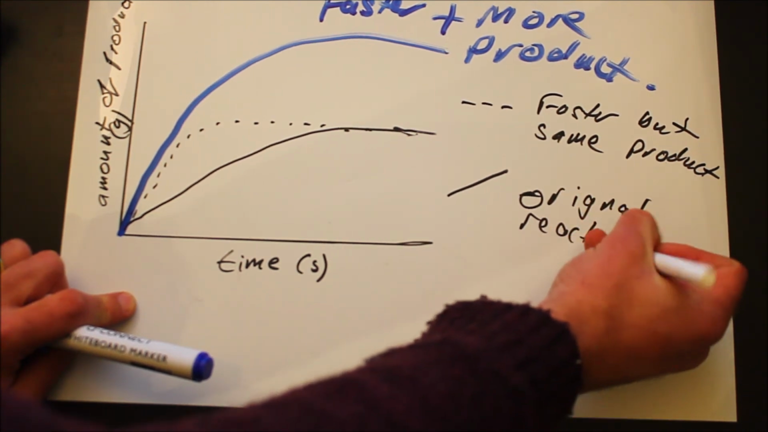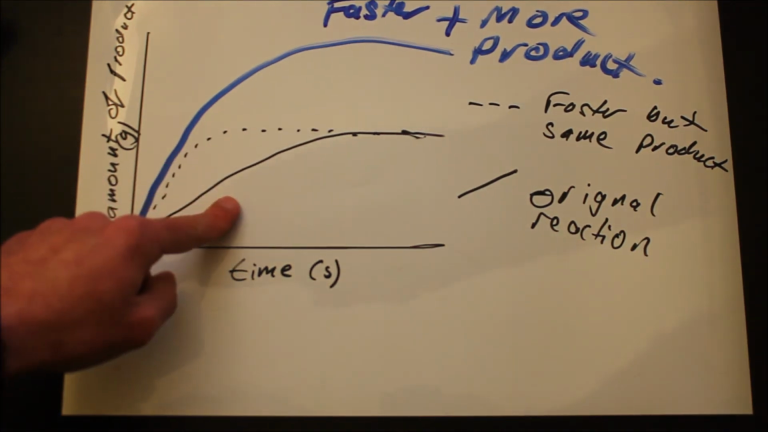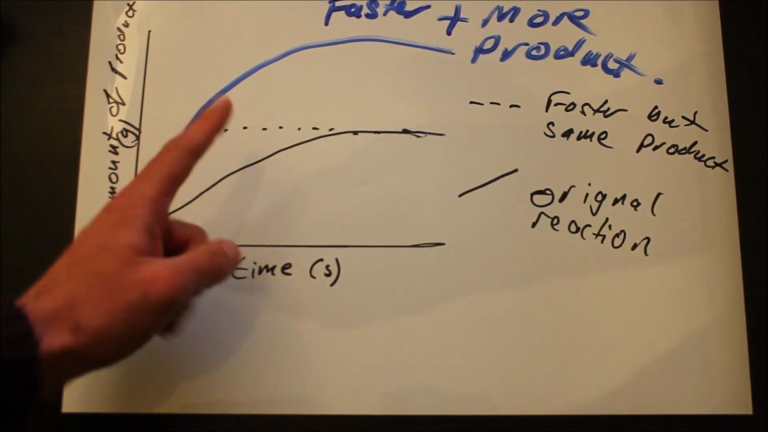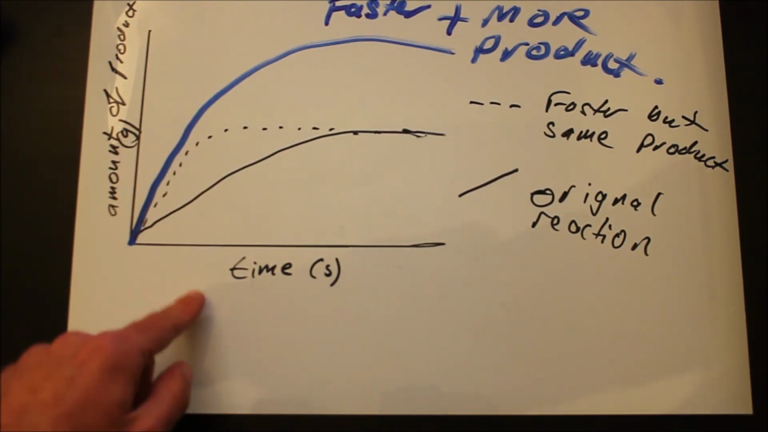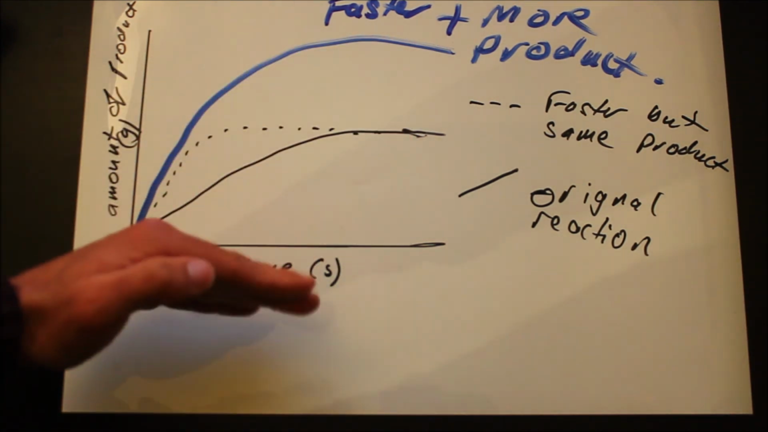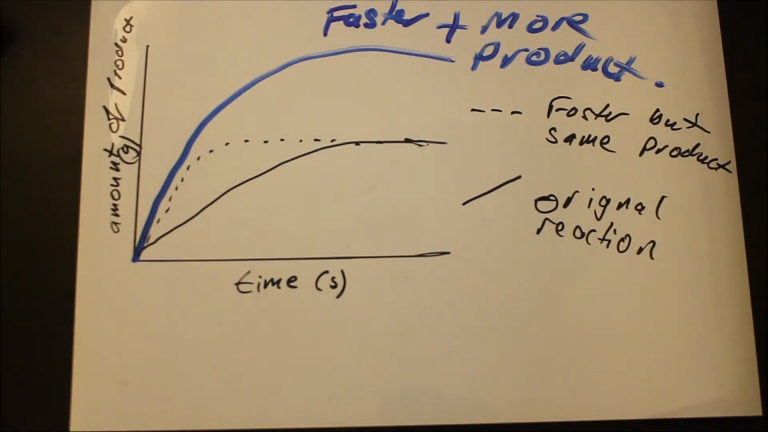Okay, so you should be able to interpret those kind of graphs, be able to say things like there. So this is faster than this one because the gradient is steeper and it makes the same amount of product in a shorter amount of time, which is what the rate is. This one, you can see because the amount of product is a higher line, it's made more product. Okay, so it's done it faster and it's made more.